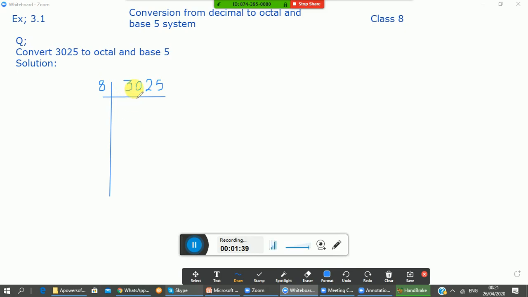So 3 is not divisible. 3 is smaller than 8. So combine these two digits, so it becomes 30. Now dividing 30 with the table of 8. 8 3s are 24. So remaining 6. Next digit becomes 62. Now dividing 62 with the table of 8. 8 sevens are 56.